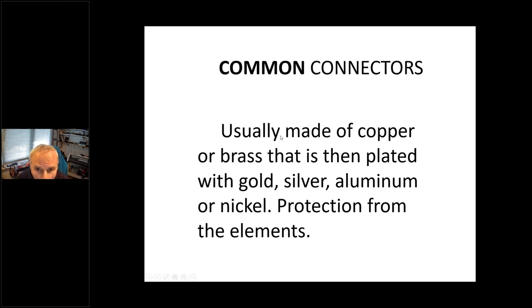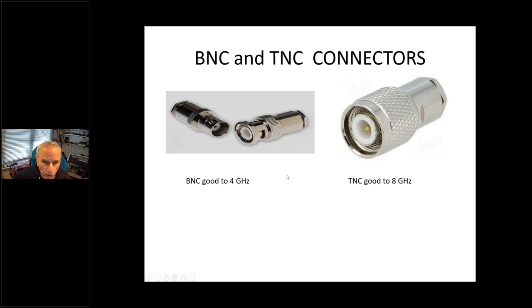Now, in common connectors, most connectors are made of copper or brass, and then they're plated. And they're plated because you don't want copper exposed to the elements. Copper will oxidize in air. And so to protect that, you might put on something that protects it. And it could be gold, silver, aluminum, nickel. And as we're going to learn about something called the skin effect, it's the electrons actually flowing through this protective covering that allows the connector to work well.